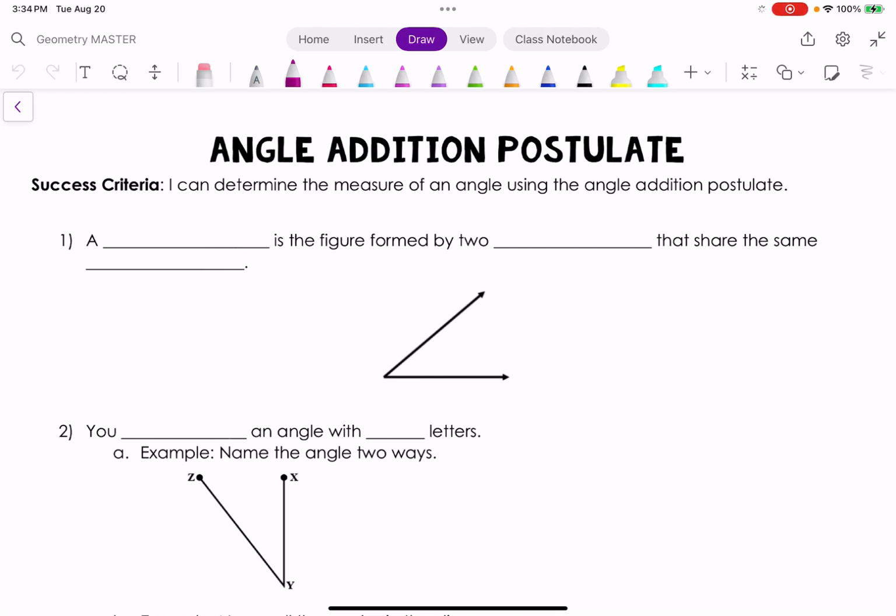Angle addition postulate. The success criteria is I can determine the measure of an angle using the angle addition postulate. Now, guys, I didn't write these, but I have fixed it.